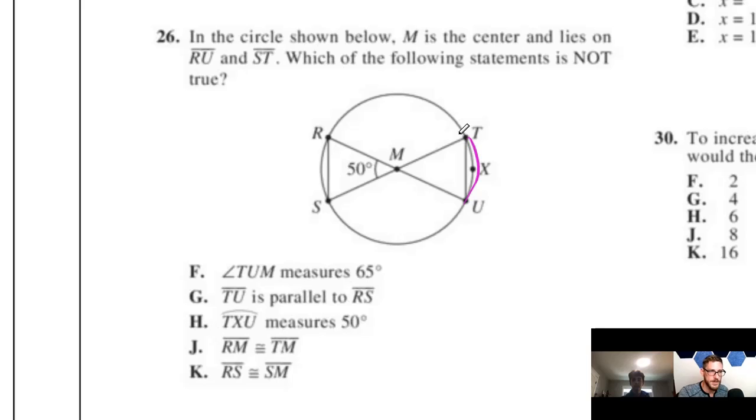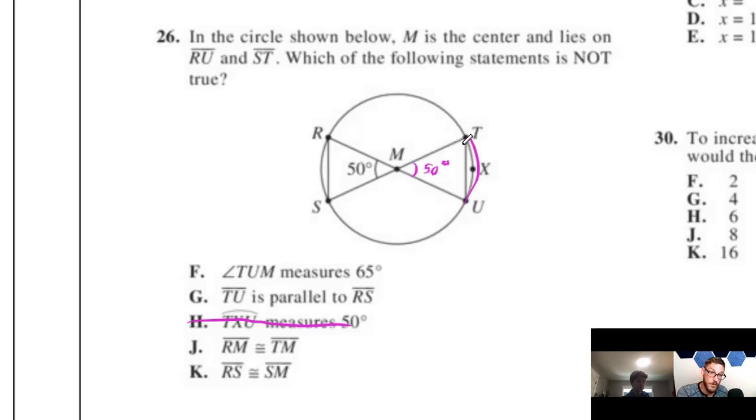And there's a theorem that says that the arc measure in a circle is always equal to the central angle that intercepts that arc. So this angle is the same as this arc. So if this is 50 degrees, which it is because of vertical angles, then this is also 50 degrees. Okay. So we know that one has to be true.